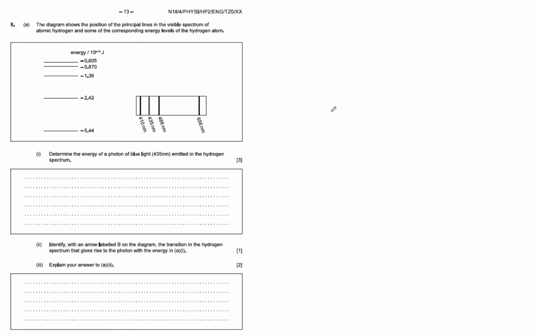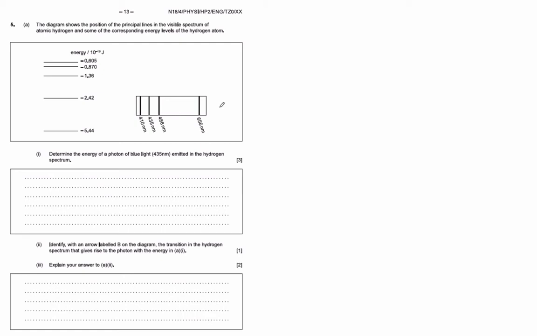As I was leafing through the test, I was like, "Oh, this looks like a resistor. These look like the color codes on a resistor, but it's not. These are spectral lines here." Okay. The diagram shows the position of the principal lines in the visible spectrum of atomic hydrogen and some of the corresponding energy levels of the hydrogen atom.